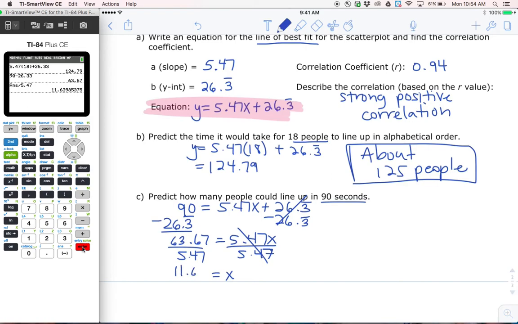11.64. All right, how many people could line up in 90 seconds? Oh, darn it, look at my previous answer. I said 125 people. That was wrong. I was predicting the time, so this would be about 125 seconds. This time I'm predicting people. Well, I can't have 11.64 people, so I'm going to say about 12 people could line up in 90 seconds. I apologize for that mistake if I confused you.